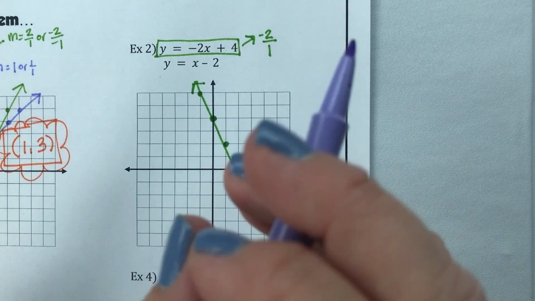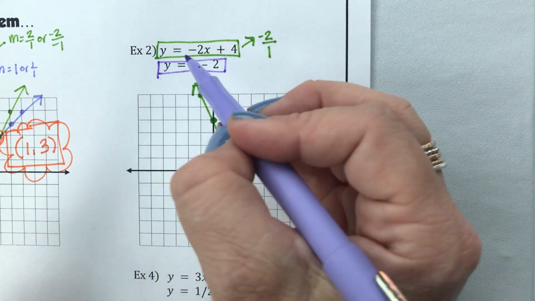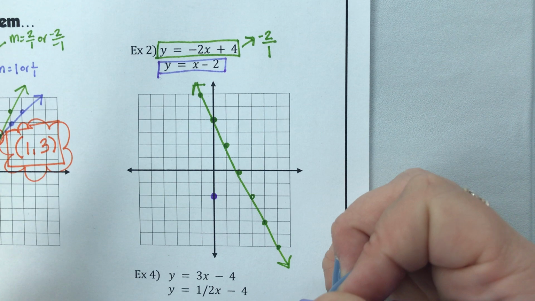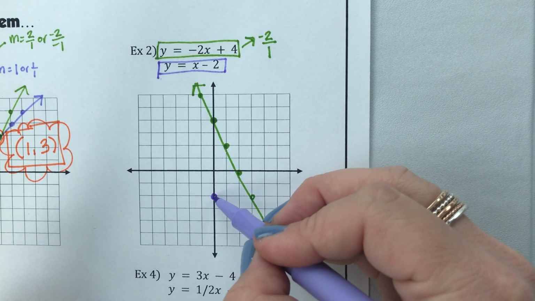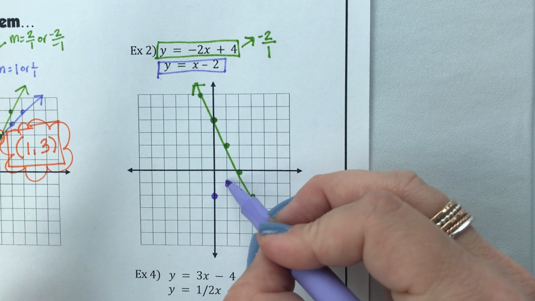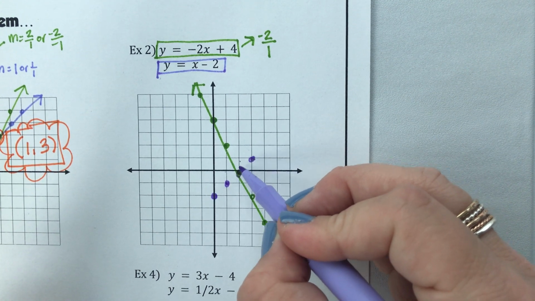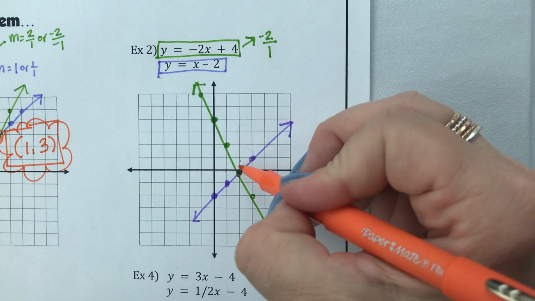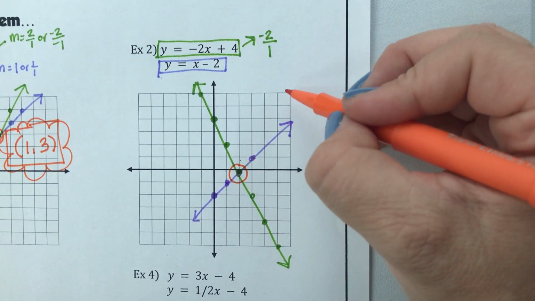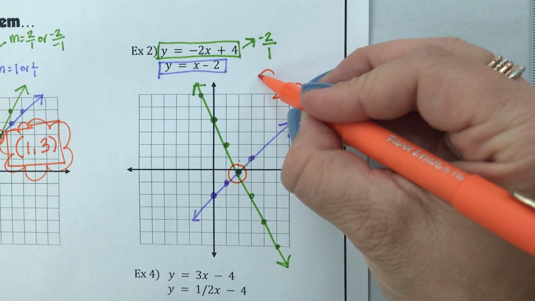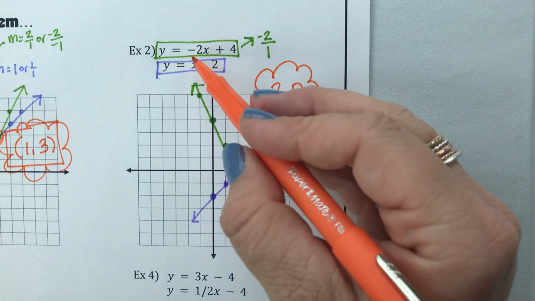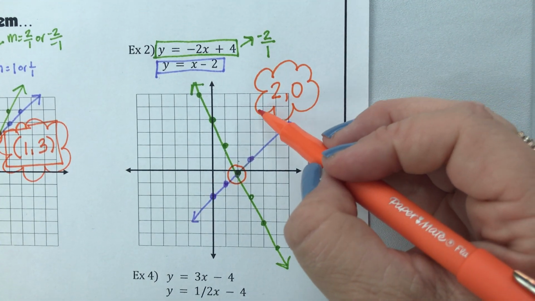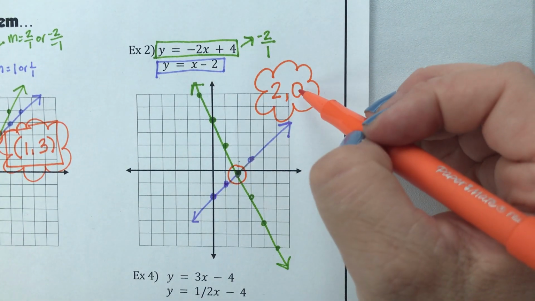Then I'm going to graph my purple line, which is y equals x minus 2. So I'm starting down here at negative 2, my y-intercept, and I'm following the slope, which is 1. Rise 1, run 1, rise 1, run 1. I stopped because I can see the point where they intersect, and that point is 2, 0. Negative 2 times 2 is negative 4, plus 4 is 0. If I plug it in here, 2 minus 2 is 0.